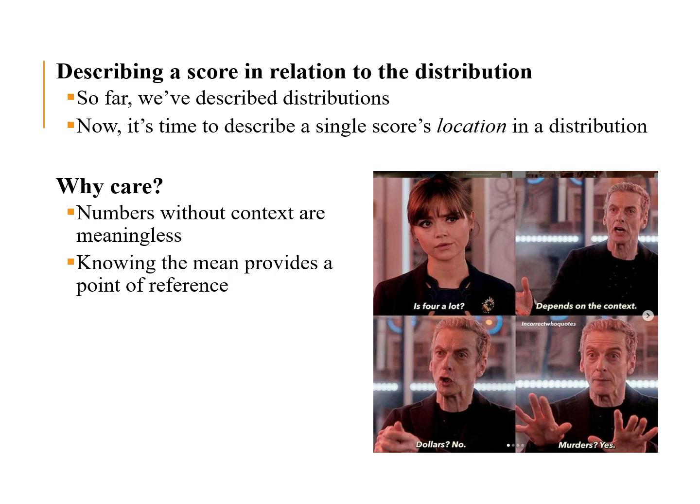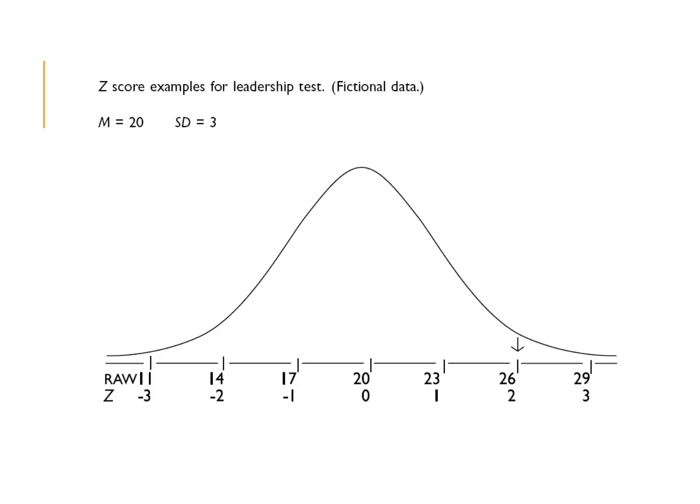Essentially, if we can identify a mean, we can create a point of reference for ourselves and provide context to the number. Let's use this example. Someone scores a 26 on a leadership test. Is that a high score or a low score? Well, if we know that the mean score is 20, we can say that this person scored above the mean. They might be a more skilled leader compared to others who took the test.